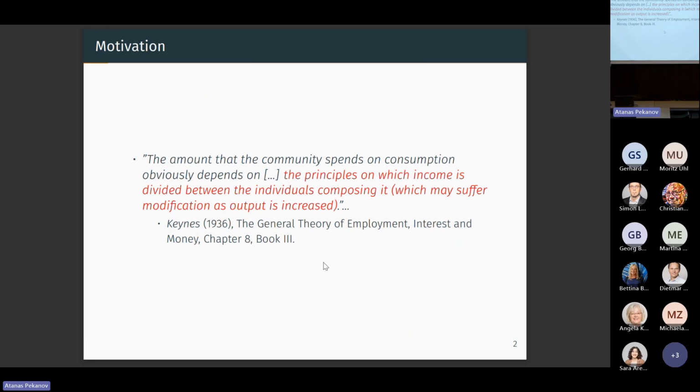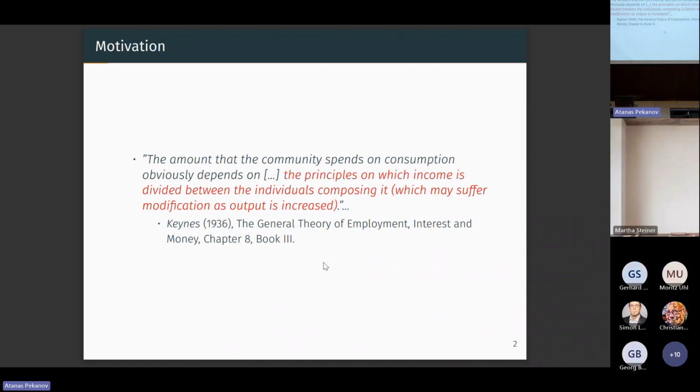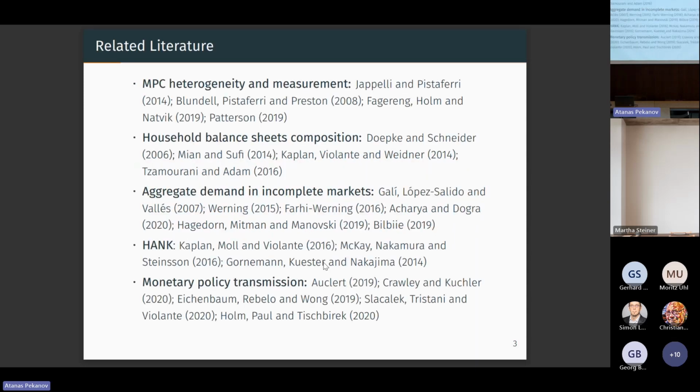So all these topics are relatively old. Going back even to Keynes, we can see this quote in the general theory that the amount that the community spends on consumption obviously depends on the principles on which income is divided between the individuals composing it, which may suffer modification as output is increased. So as the economy evolves in terms of GDP growth, there are distributional implications. For a very long time, maybe we neglected some of them because we didn't have enough data to quantify these channels. This is what we're trying to do in this literature.